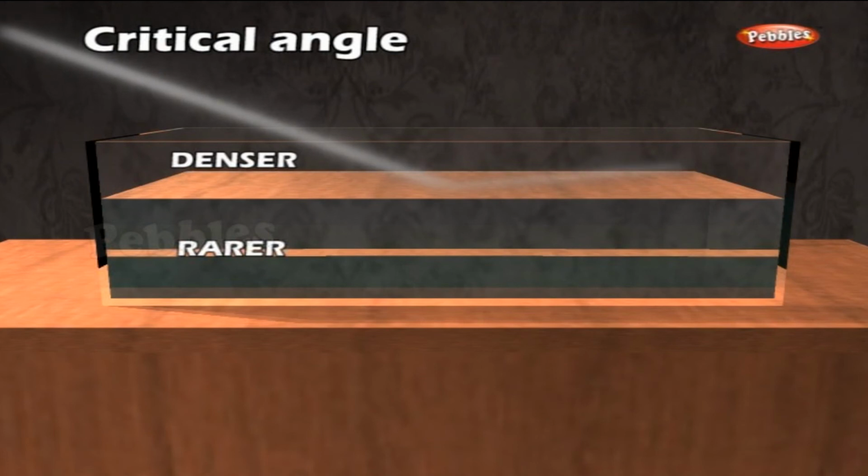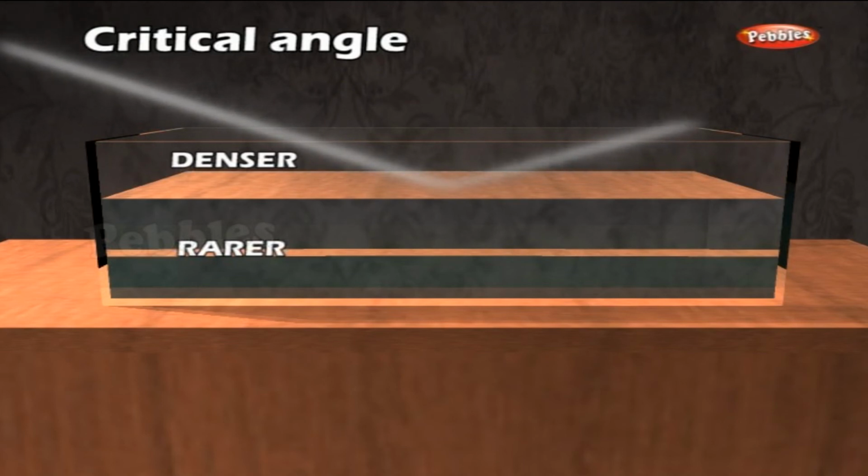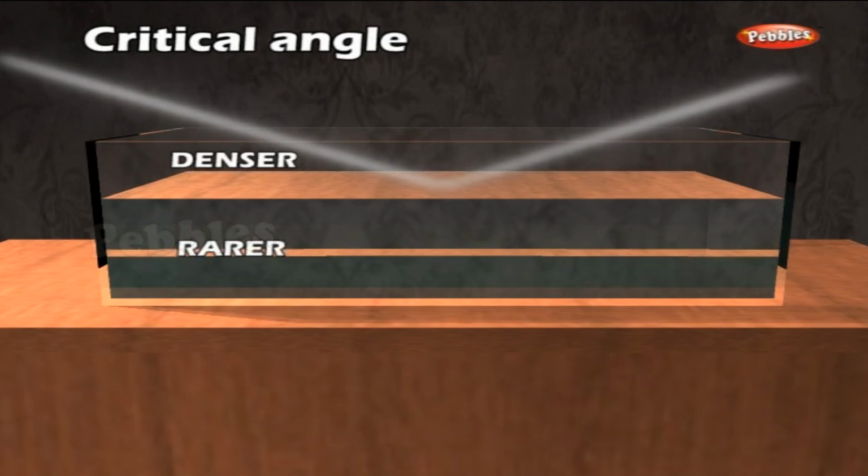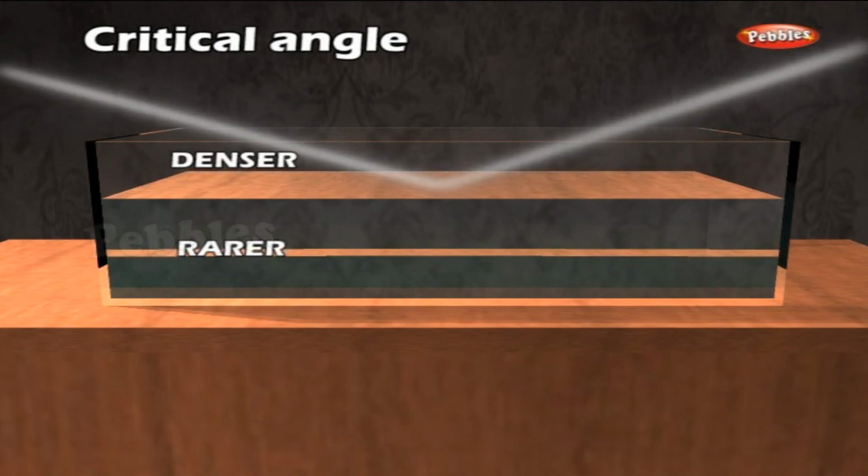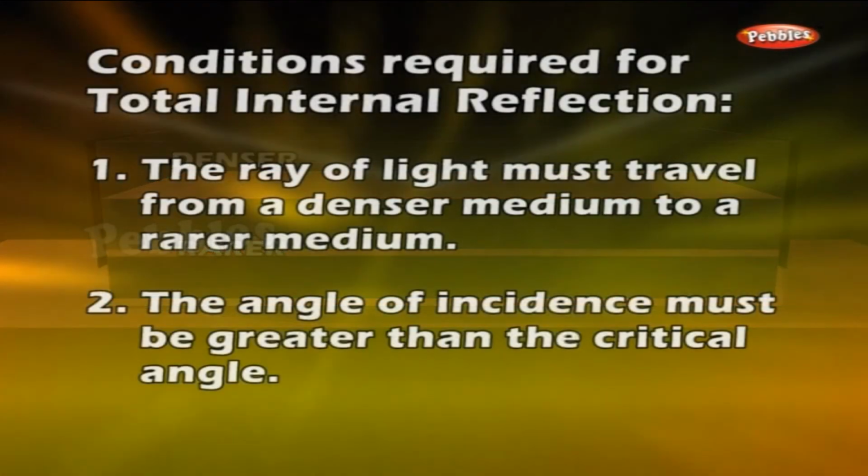When the angle of incidence in the denser medium is increased greater than the critical angle, the light ray gets totally reflected back into the same denser medium. This phenomenon is called total internal reflection.